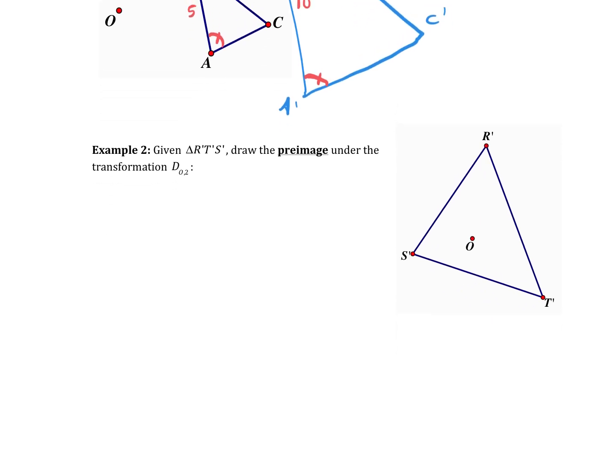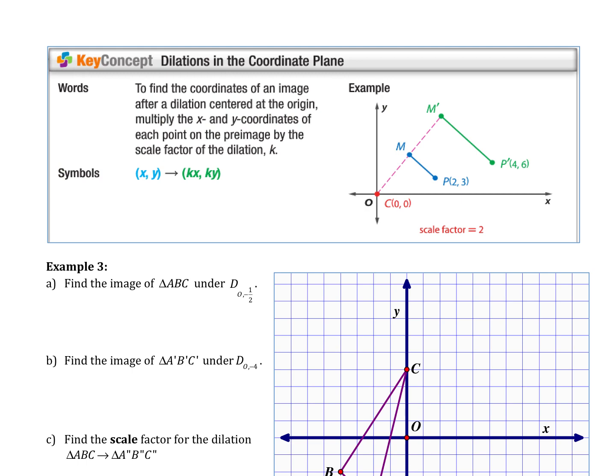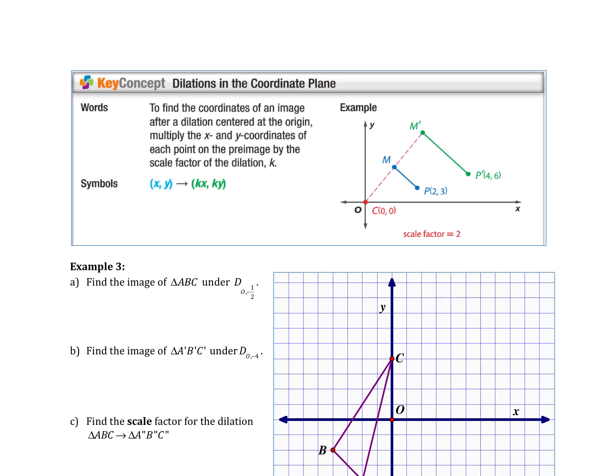Okay, moving on. Draw the pre-image under this thing. I am going to do this one in class. Well, this will be one of the first ones we do in class. It's just the same kind of thing, but we're just going to go backwards. All right, next page. Coordinates.